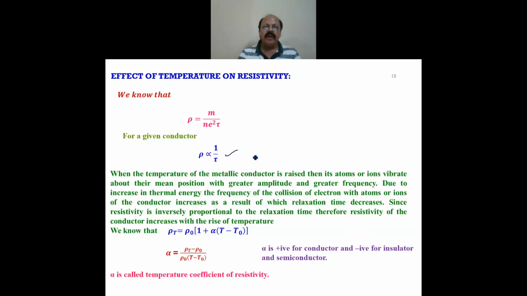Similarly, we know the formula rho T equal to rho naught into bracket 1 plus alpha into bracket T minus T naught. Rearrange it: alpha equal to rho T minus rho naught upon rho naught into bracket T minus T naught. Here alpha is the temperature coefficient of resistivity. If alpha is positive, then the material is a conductor. Obviously, rho T is greater than rho naught. And if alpha is negative, then the material is an insulator or semiconductor.